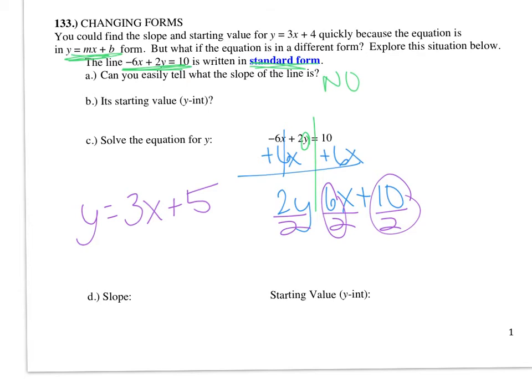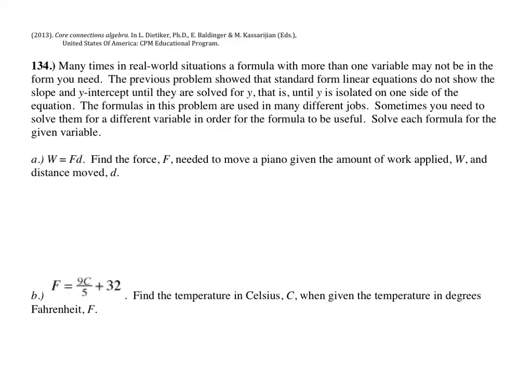So our slope is going to be our 3, and our y-intercept is going to be (0, 5). So 134, many times in real-world situations, a formula with more than one variable may not be in the form you need. So what we're going to do for these problems is rearrange them so that we can solve for the variable that's being asked about.